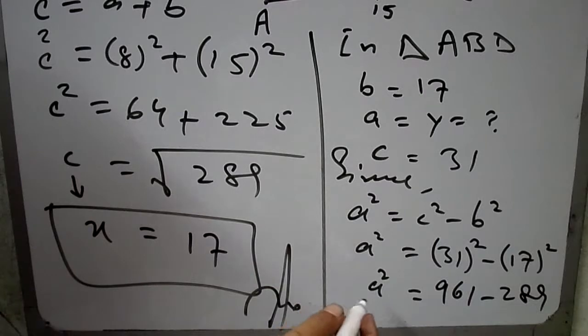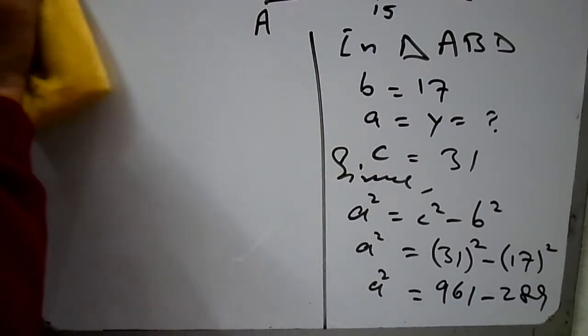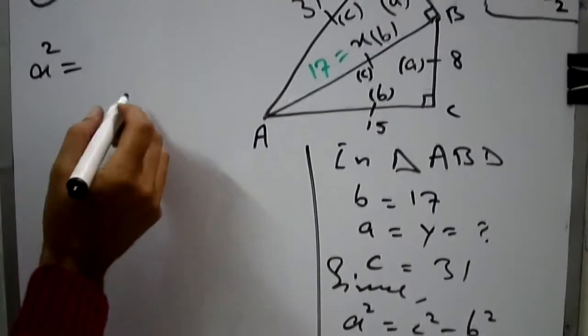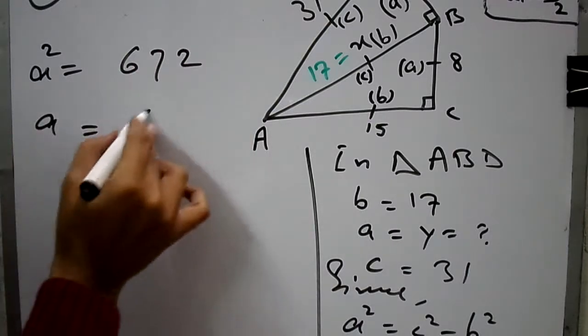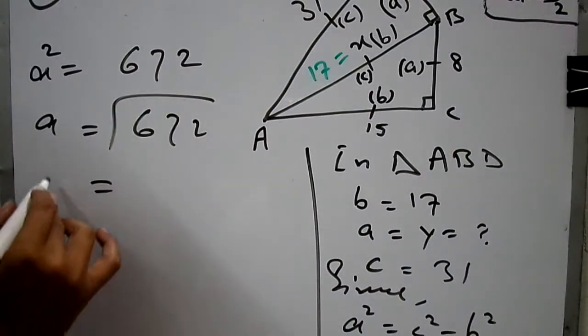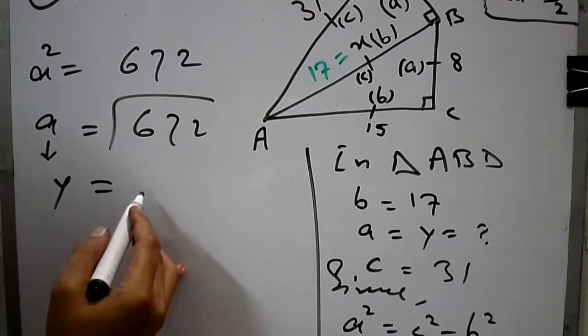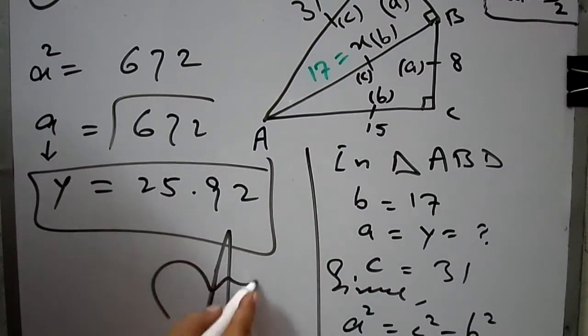So that is the value of A square, but you don't have enough space. So okay, you can see here, the value of A square is 961 minus 289, you will get 672, and the value of A is 672 under root. So actually what is A? A is representing y, so therefore y is equal to 25.92. So that is your result. Now coming to the next part, that is E part.